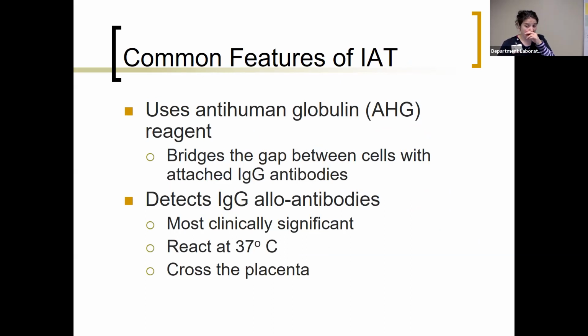All right, your IAT will detect your IgG allo antibodies. If you have a positive IAT and the reactions are at 37 in AHG, that is considered a clinically significant antibody. We have to identify it. We have to investigate it. Okay. And again, because it can cause transfusion reactions, it can cross the placenta, right? That's why it's clinically significant.